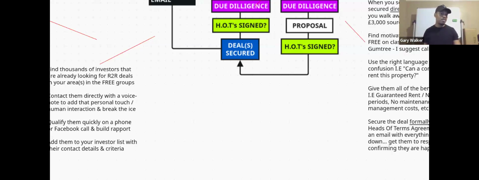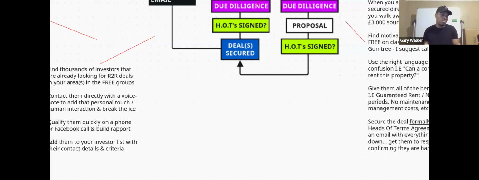It's not legally binding. So the landlord could still decide at some point, I don't want to go ahead with this, and change their mind, which they're within their rights to do. That's based on the heads of terms, prior to them signing the final contract, which is the lease agreement. Once they sign the lease agreement, that's it. The deal is done and dusted, and that's when you get paid your sourcing fee, and the investor gets the keys. But prior to that, you want to have something in black and white.